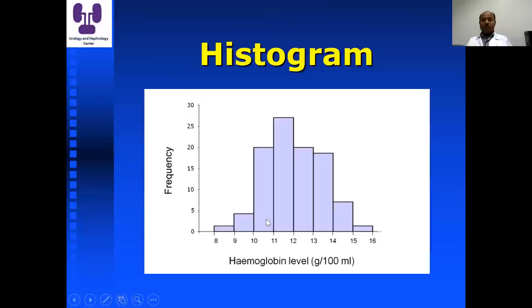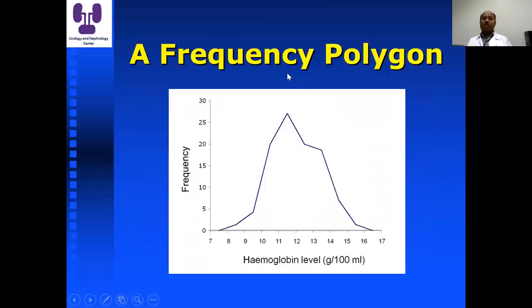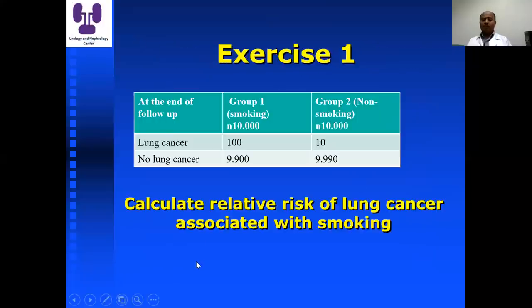Histogram, it is similar to bar, but the major difference between histogram and bar, you can find here, hemoglobin, and this is multiple values, and they are squares attached together. So there is no separation. If the data are represented in this fashion, this is known as histogram. This is a frequency polygon. I think it's better to go to your notes to read the details of all of them.